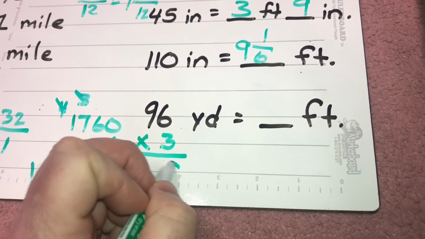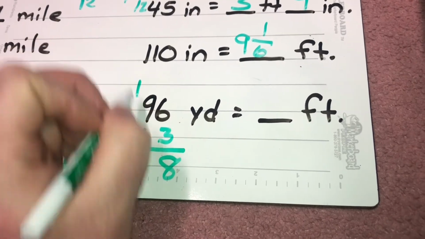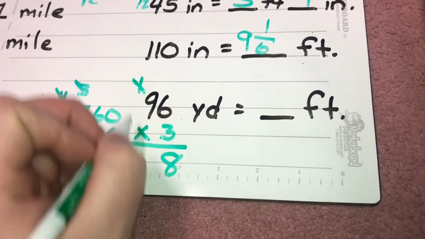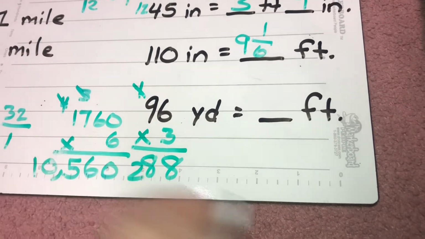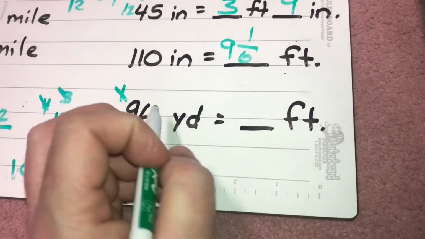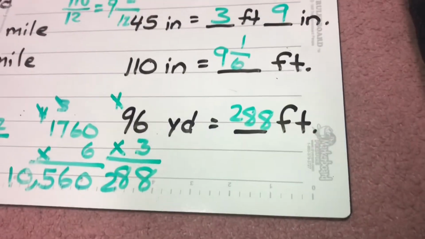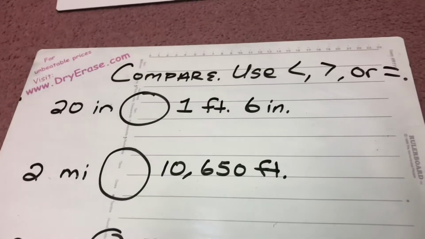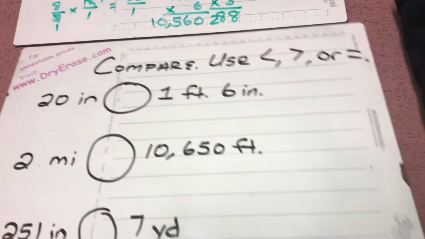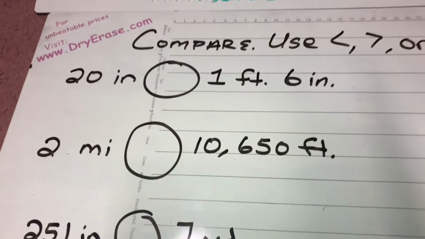3 times 6 is 18. Put the 8 down, carry the 1. 3 times 9 is 27. Plus 1 is 28. I get 288. 96 yards is 288 feet. All right, the second part of your assignment today is just a different way of doing the exact same thing. You're comparing using the less than, greater than, or equal to sign.